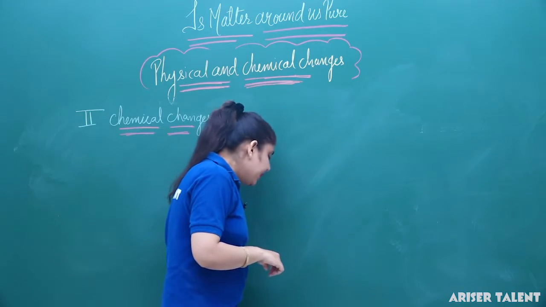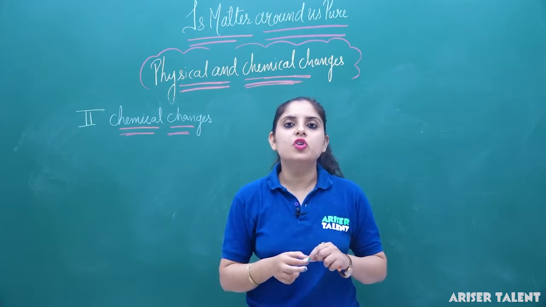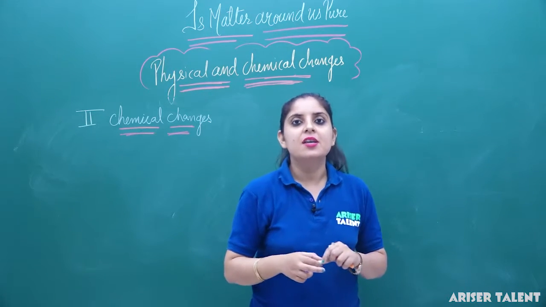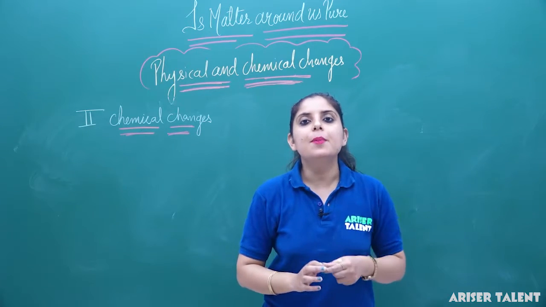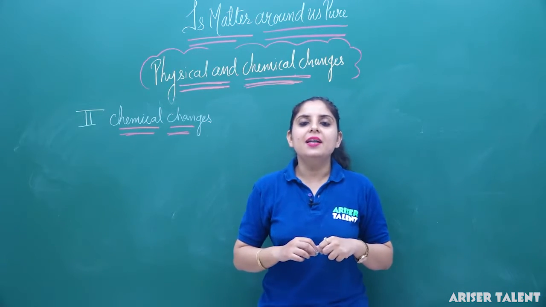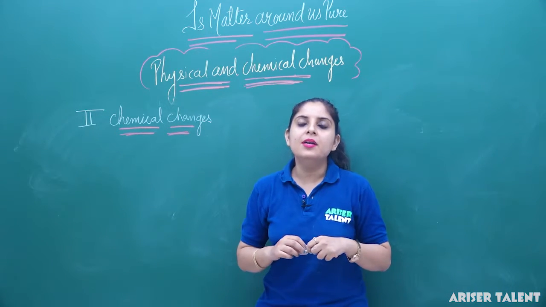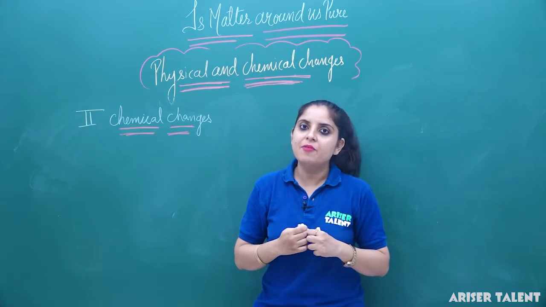Now, the name indicates chemical change is a change in which the chemical composition of a substance is entirely changed, and you can see that the molecular composition of a substance is going to change. Suppose I'm talking about the curdling of milk. You can see that milk is converted into curd. The milk has different properties and the curd you are obtaining has different properties.